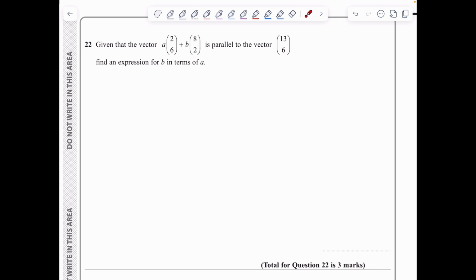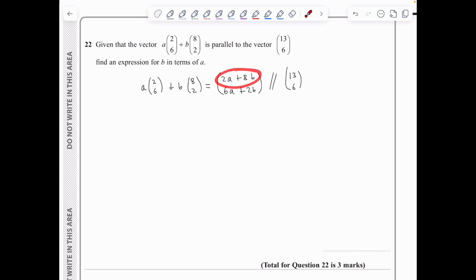Question 22 is on vectors. We've got the vector a times 2, 6 plus b times 8, 2 being parallel to the vector 13, 6, and we need to determine an expression for b in terms of a. So let's start by writing the vector we've got. It's a times 2, 6 plus b times 8, 2, which is of course 2a plus 8b and then 6a plus 2b.